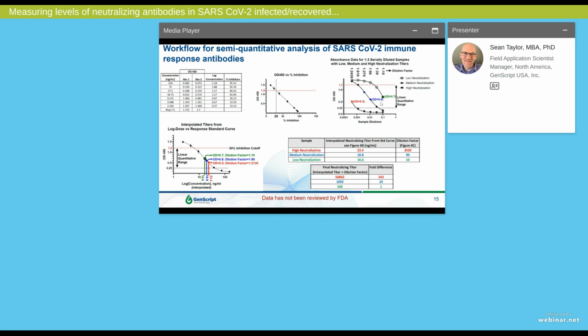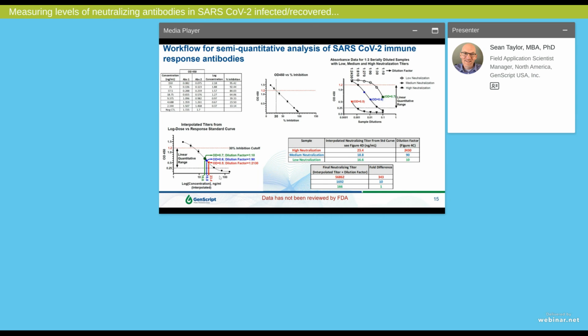And we plot these samples, we interpolate these OD values on the standard curve. So the standard curve is plotted by the average absorbance of our duplicate absorbance values at each dilution on the y-axis versus log of the concentration on the x-axis. And we're able to get the titers from those 3 samples, which I've delineated in green, blue, and red for the low, medium, and high neutralization samples. So now we have titer values.